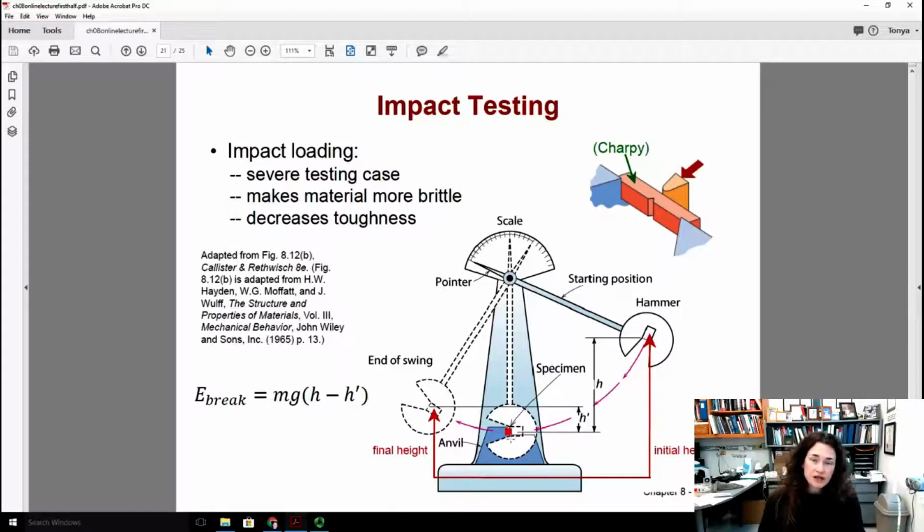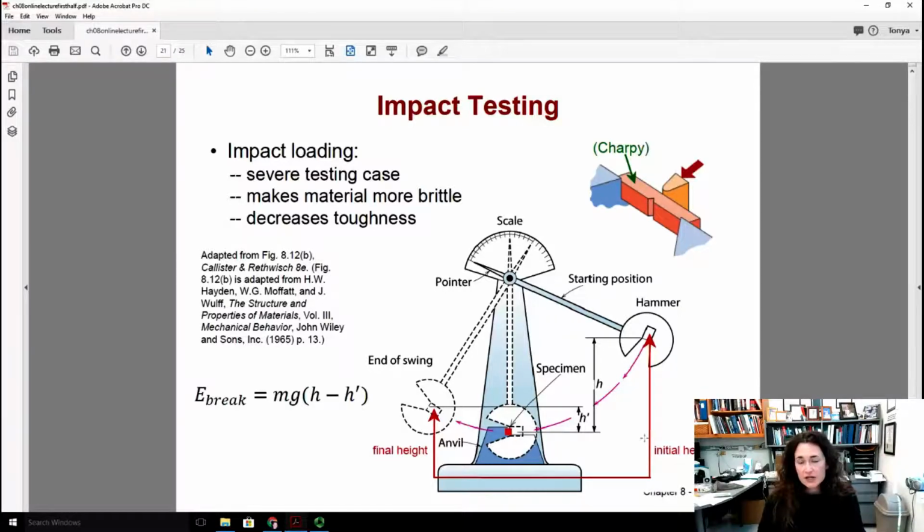When it goes into breaking that part, some of the initial gravitational potential energy is lost in the system. And what that means is that the hammer isn't going to swing as high on the opposite side. It's going to swing to some lower height, we'll call it h prime. And then you can calculate rather easily the amount of energy that it took to break the part.